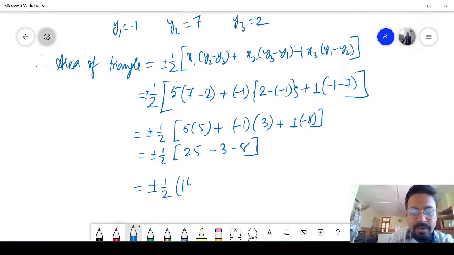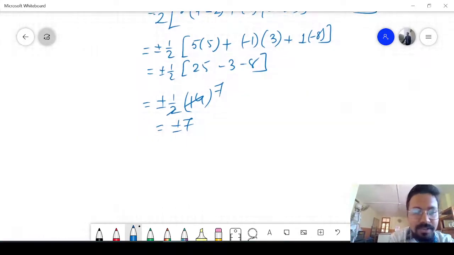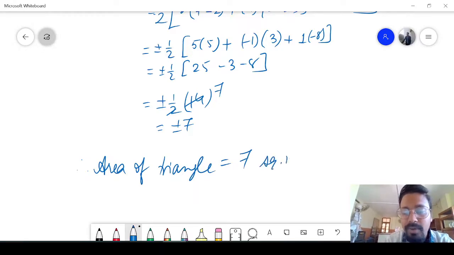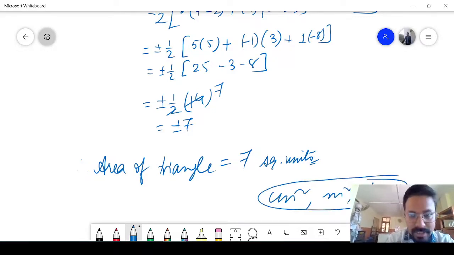25 minus 11 is 14. So it is 7. So it is plus minus 7. Since we want a positive answer, therefore area of triangle is equal to 7. Now in 7 it will be square units, because area we always find in centimeter square, meter square, decimeter square. We always find in square units, right? So here we don't have any centimeter or meter, so we will write it is square units.